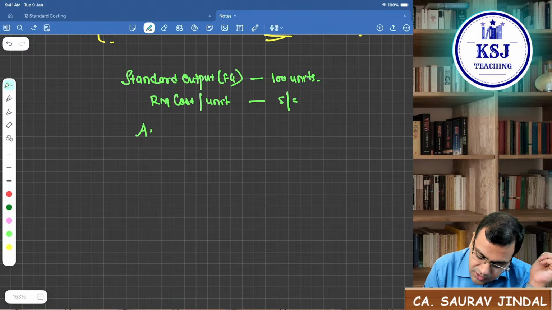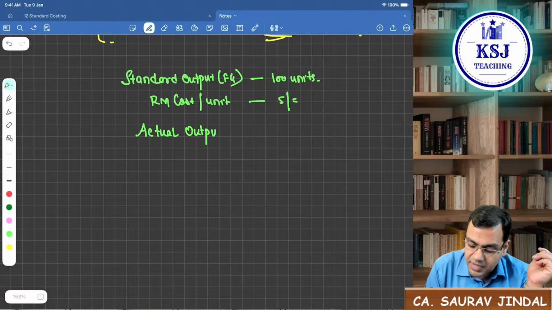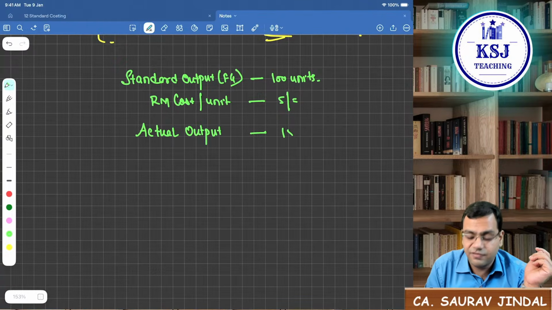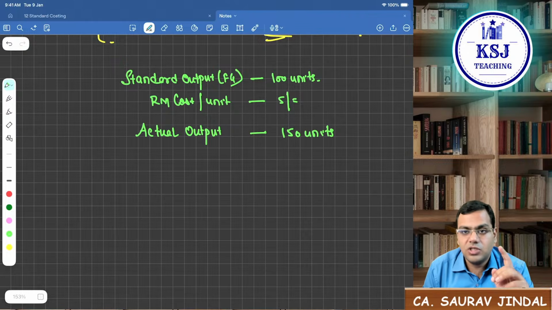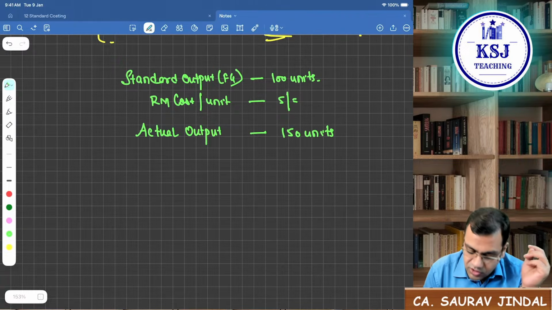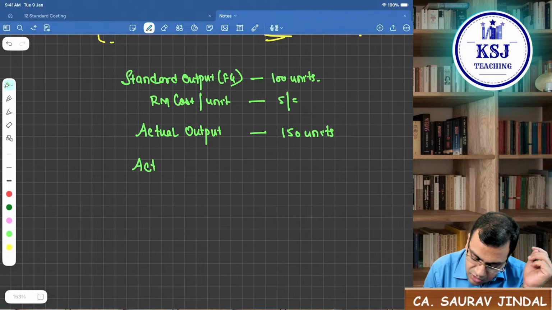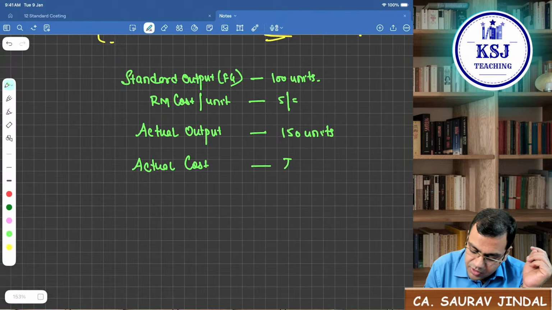Then what is your actual output? Actual output means what actually you manufactured. You actually manufactured 150 units, and your actual cost turned out to be rupees 800.